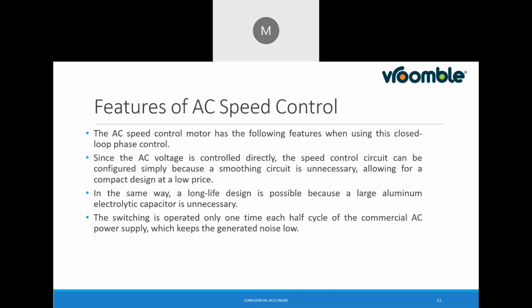The AC speed control motor has features like the AC voltage can be controlled directly. The speed control circuit can be configured simply, without the need for a smoothing circuit, which allows a compact design at a low price. In the same way, a long life design is possible for the AC speed control motor because large aluminum electrolytic capacitors are not required there. The switching is operated only one time each half cycle of the commercial AC power supply, which keeps generating low noise, right?